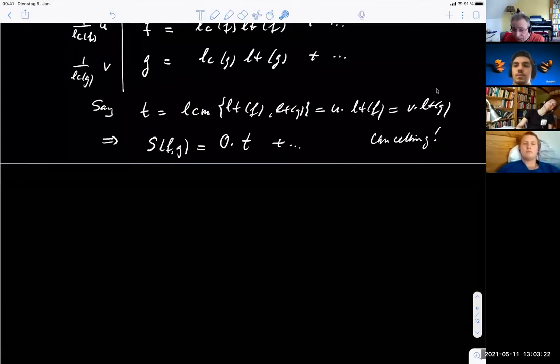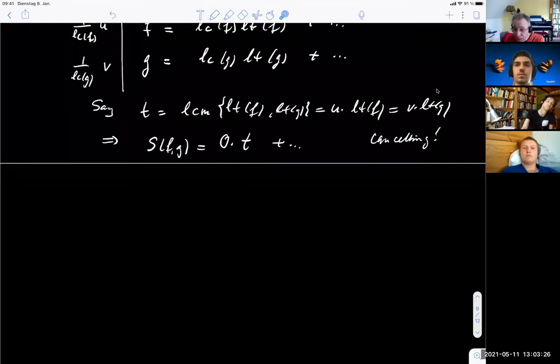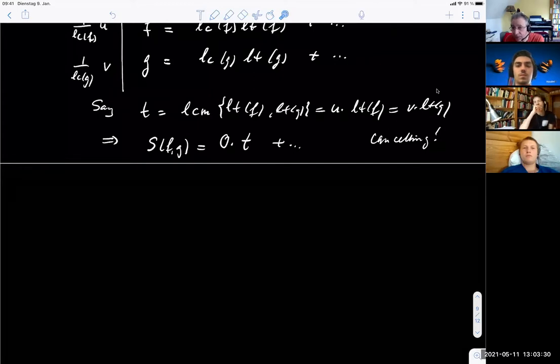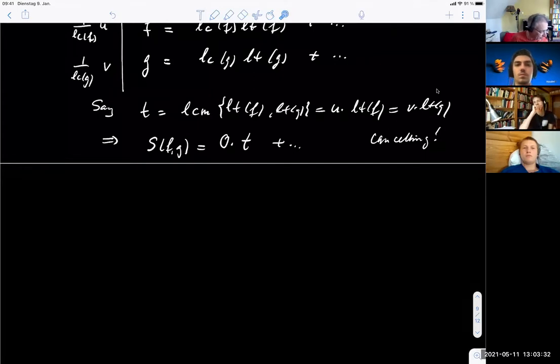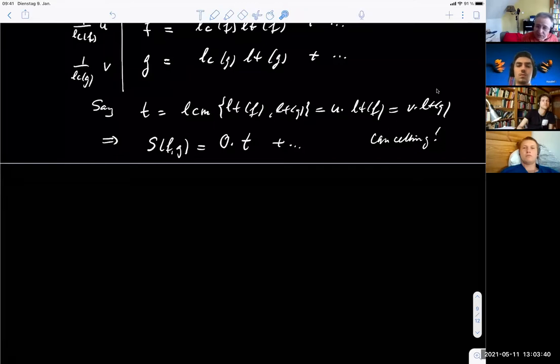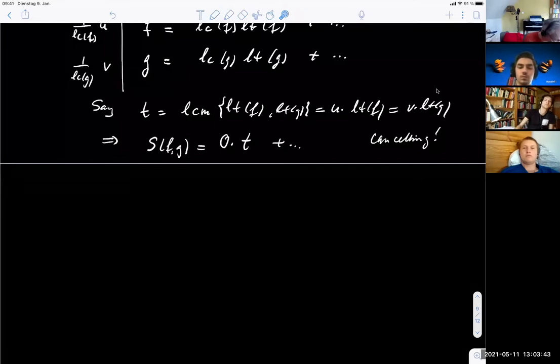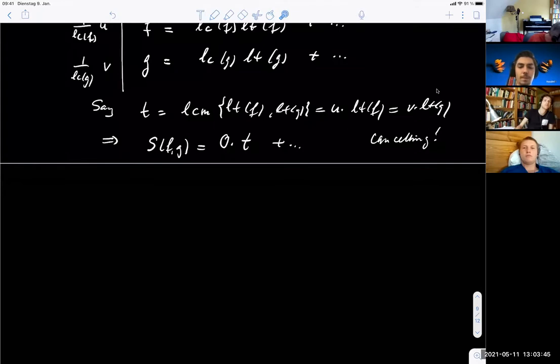The theorem will say I have a Gröbner basis if and only if this happens. This will be the statement. But in order to prove this, I need some auxiliary lemma. So let's be a little bit patient. Let me at least state this lemma and I will prove it on Thursday. But this is crucial.